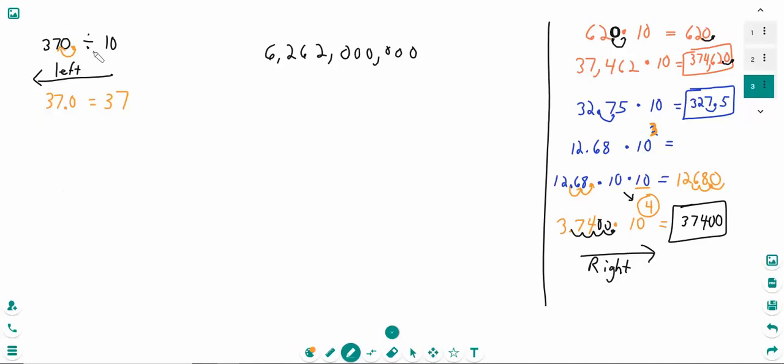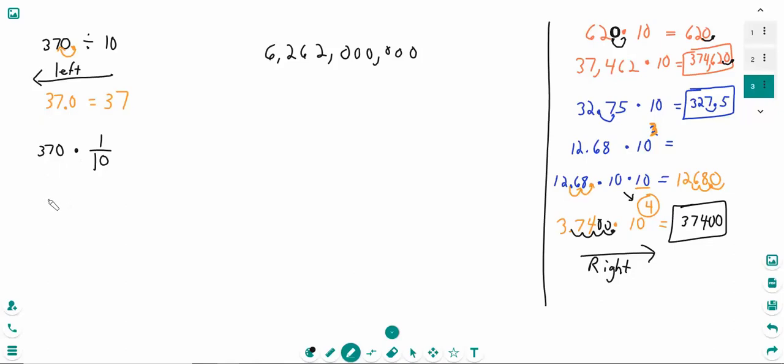Okay, now a way to put this in maybe a little bit more of an algebraic form, we could say 370 times 1/10, right? Is that not the same thing as taking 370, dividing it by 10, which is what we did up here, right? 370 times 1/10.